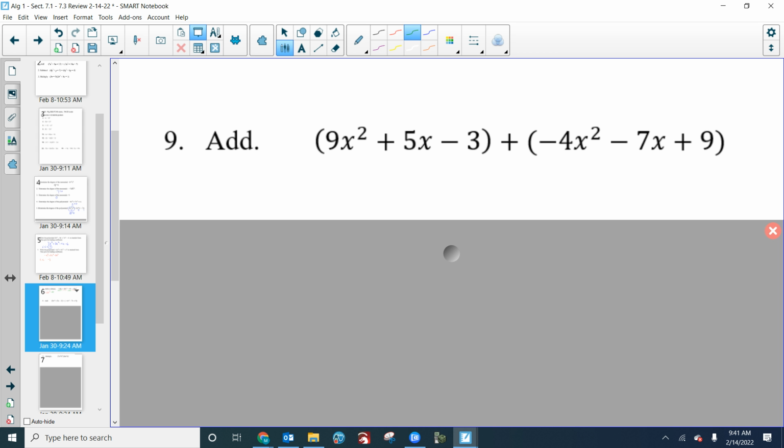And just to save you some frustration, should I be distributing anything here? Distributing. No. We only distribute if there's what operation between? Multiplication. Am I going to change any exponents here? No.